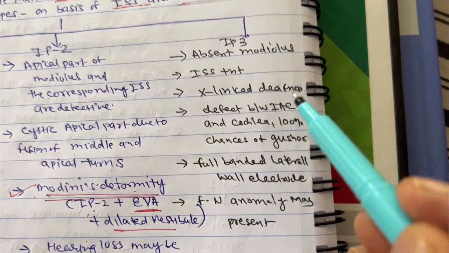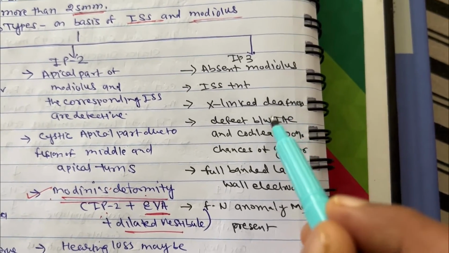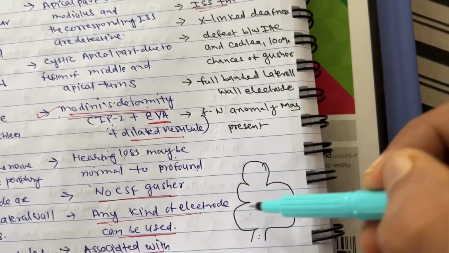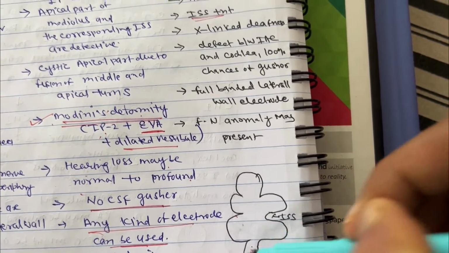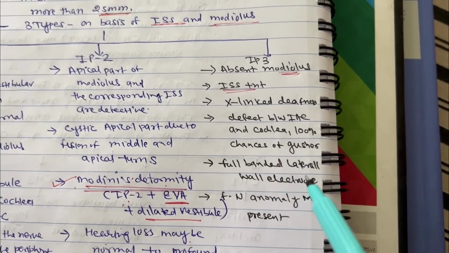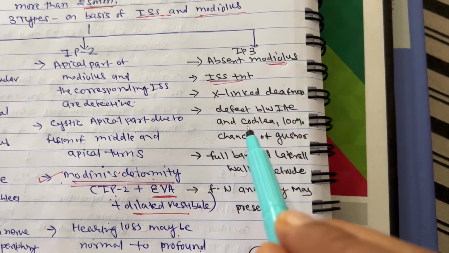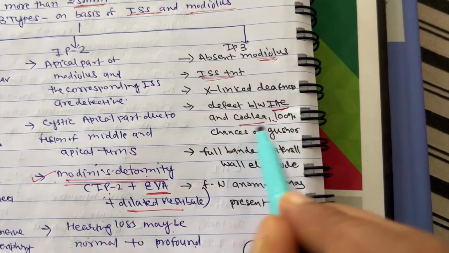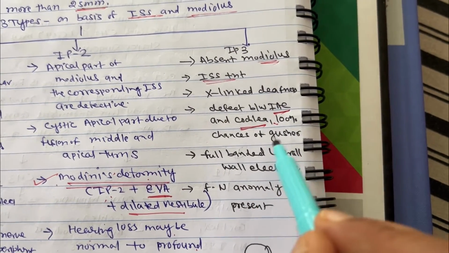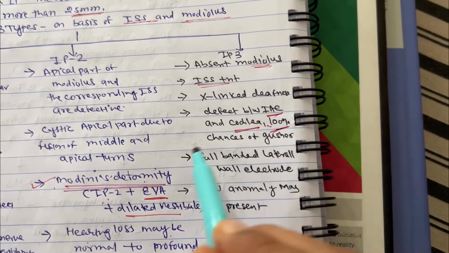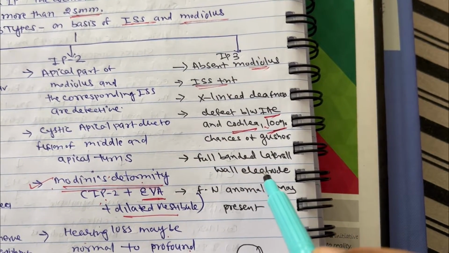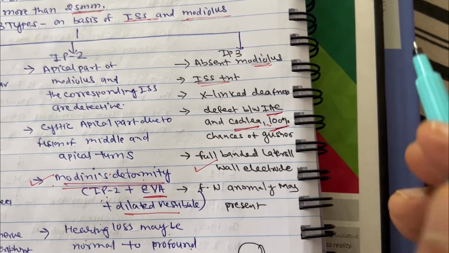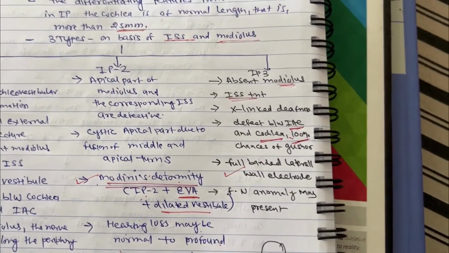Now talk about IP3. IP3 has an absent modiolus. The interscalar septum is present like this, but there is no modiolus. It is mainly X-linked deafness, and a defect between the internal auditory canal and cochlea is there. There are 100% chances of gusher, in which the full banded lateral wall electrode is used, and facial anomaly may be associated with IP3.